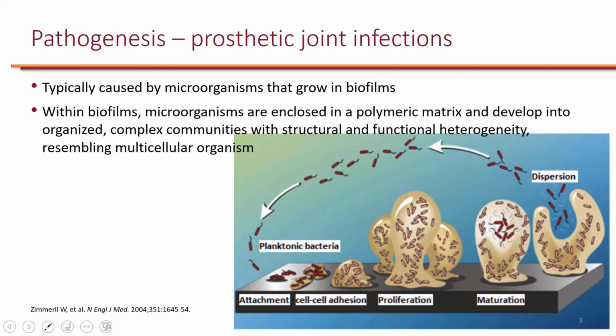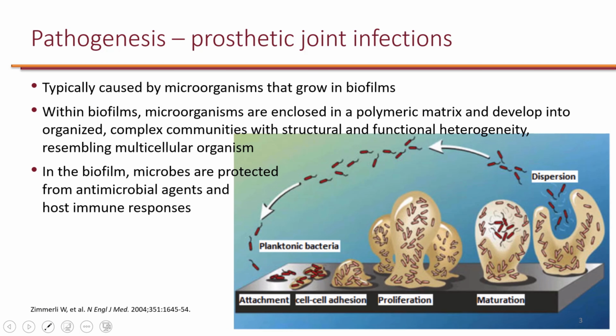Biofilm is essentially a polymeric matrix that allows single-cell bacteria to behave like multicellular organisms within the complex communities that they form within the biofilm. Inside the biofilm, these bacteria are protected from the host immune cells as well as antibiotics, because most antibiotics cannot penetrate the biofilm. A big exception is rifampin, which I'll explain shortly.